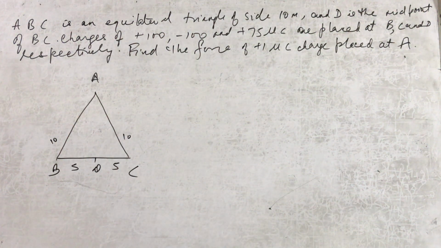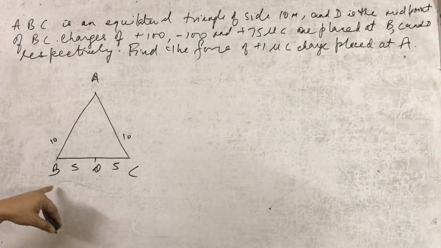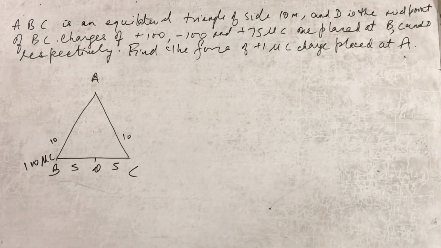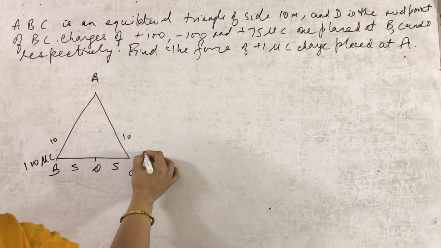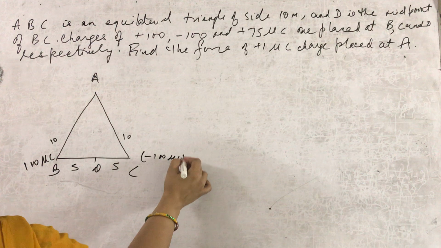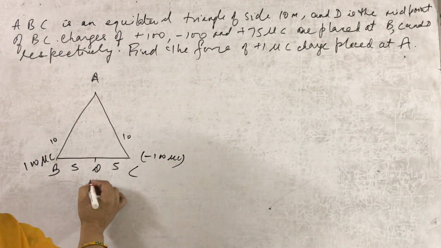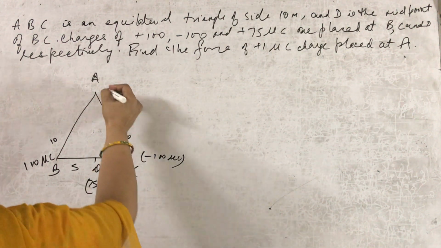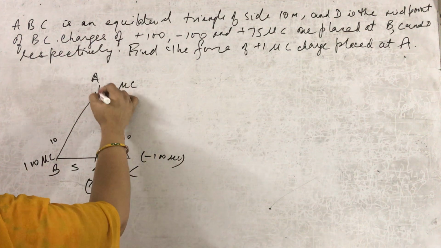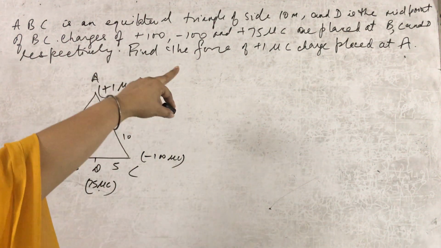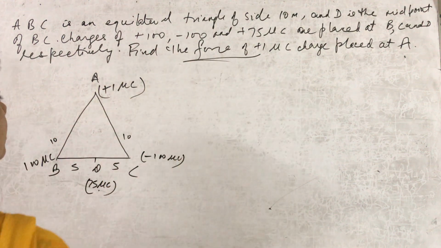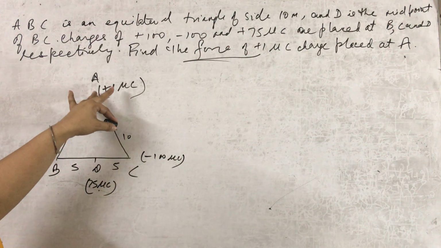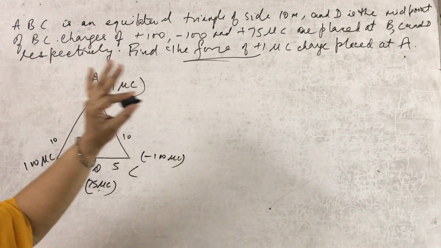Now let's put the charges. At B we put plus 100 microcoulomb. At C it is minus 100 microcoulomb. And at D we are taking 75 microcoulomb, right? And plus 1 microcoulomb at A. So we have taken all this. What is the condition? We need to find the force at A. It is based on the superposition principle, so the whole force needs to be found at A.